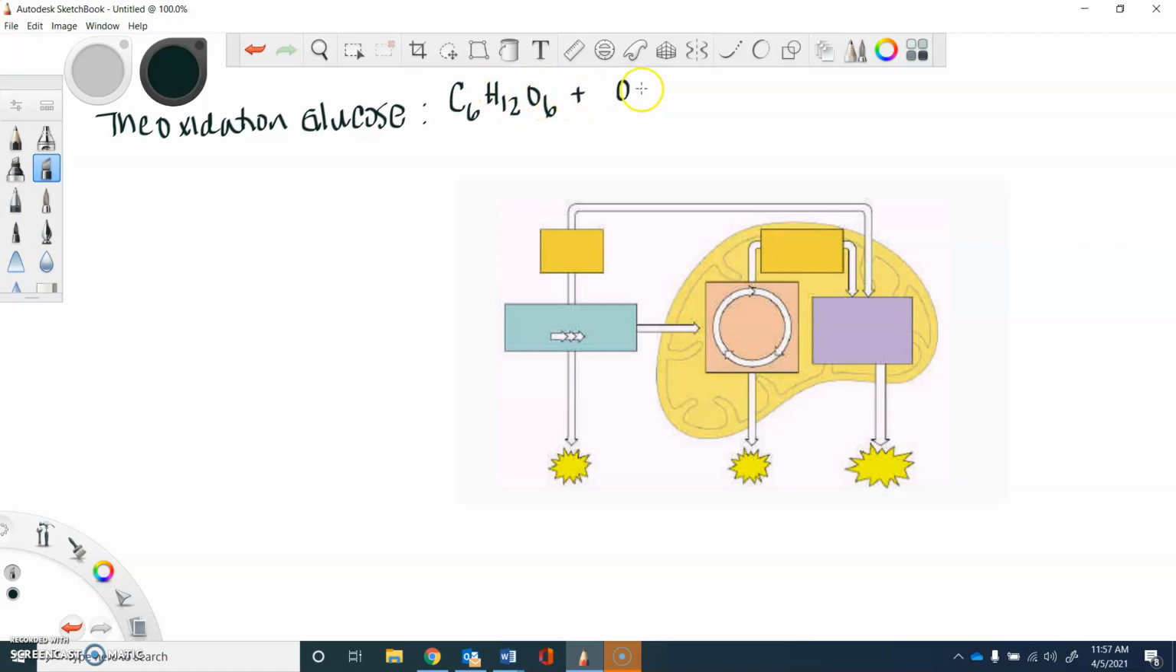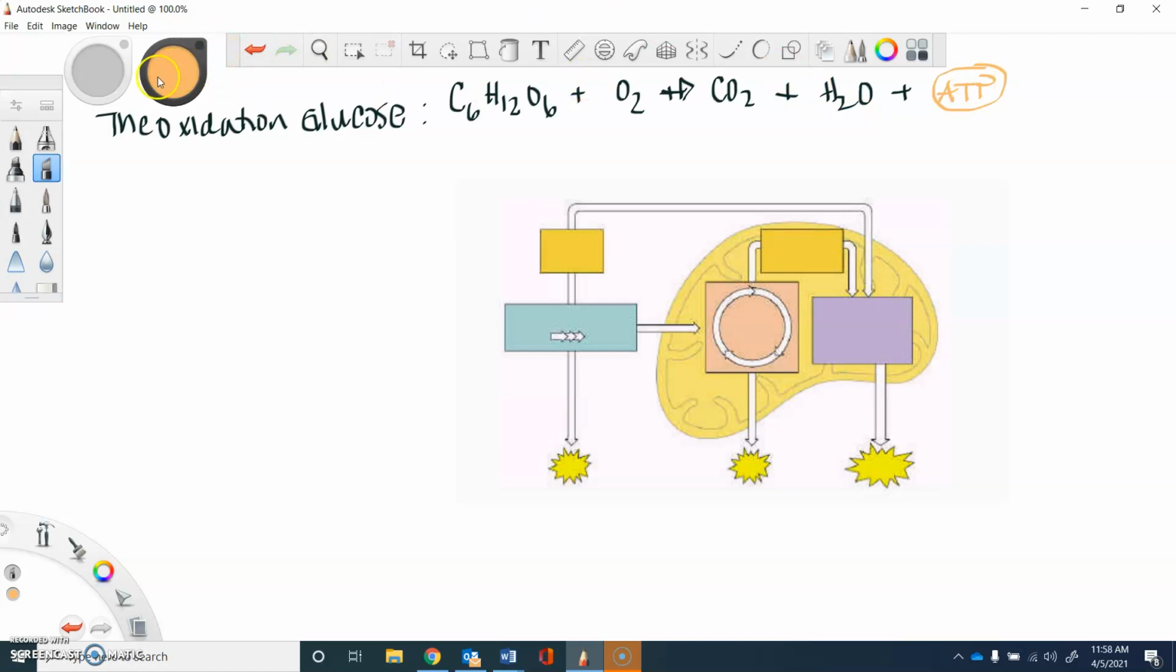C6H12O6 plus oxygen gives carbon dioxide plus water, and then ATP.